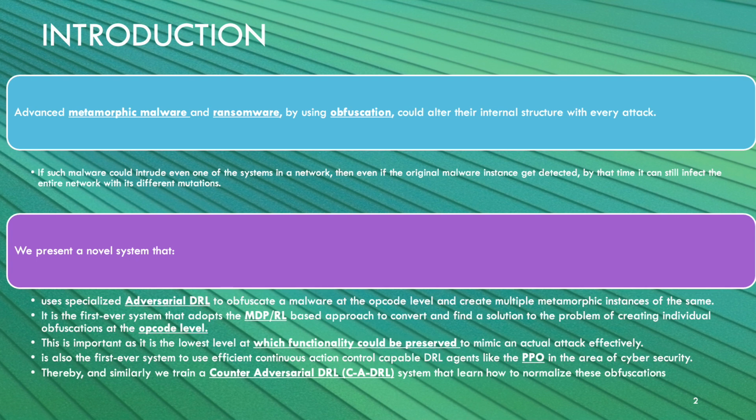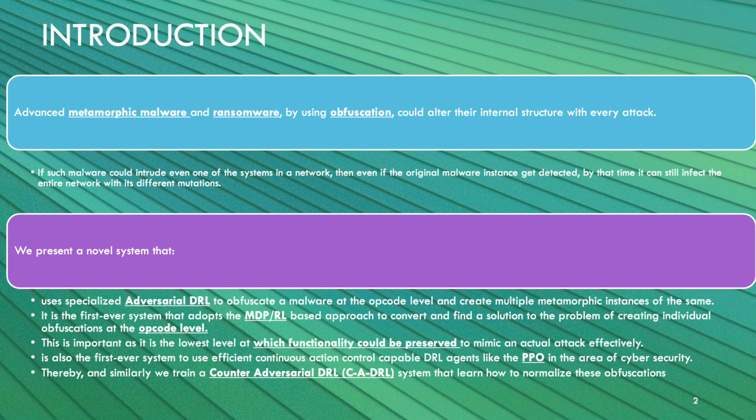And if this type of malware were to enter any system in a network, it will end up infecting the whole network, because even if the signatures are captured for this particular type of malware, or if due to rapid training some machine learning solutions come up which can identify the initial malware, it may not be able to identify subsequent malware.